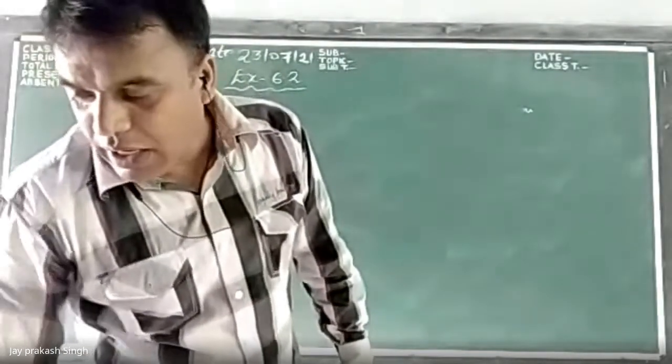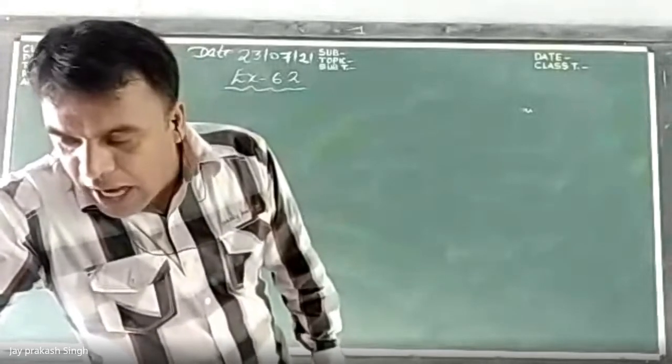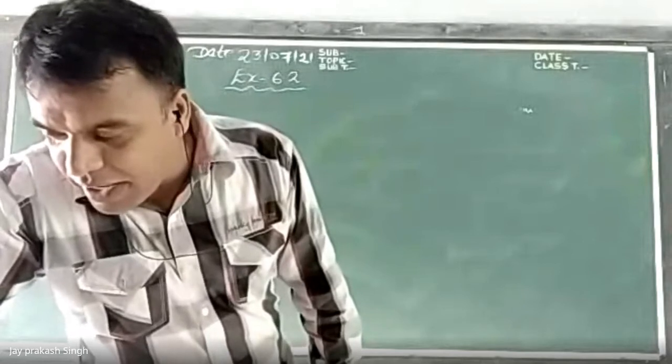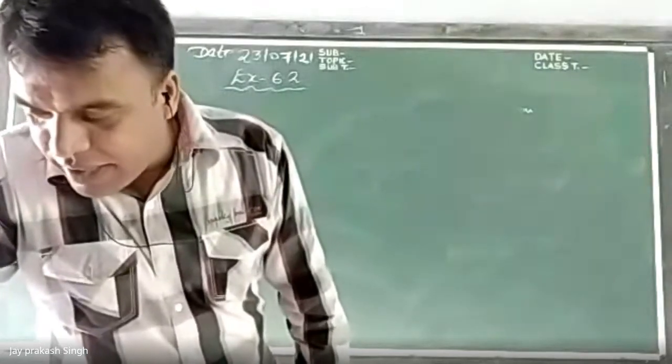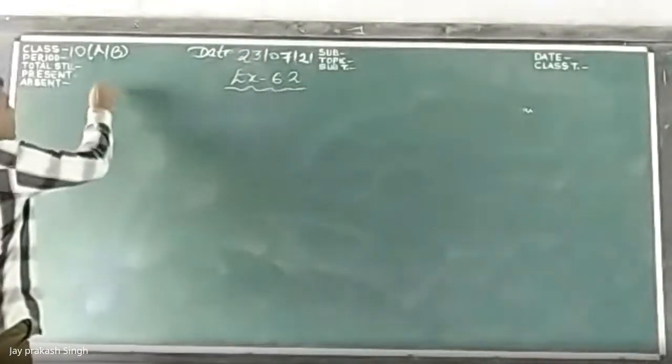Here in the figure, LM is parallel to CB and LN is parallel to CE. Then prove that AM by AB equal to AN by AD. So the problem is given in this slide. Question number 3.